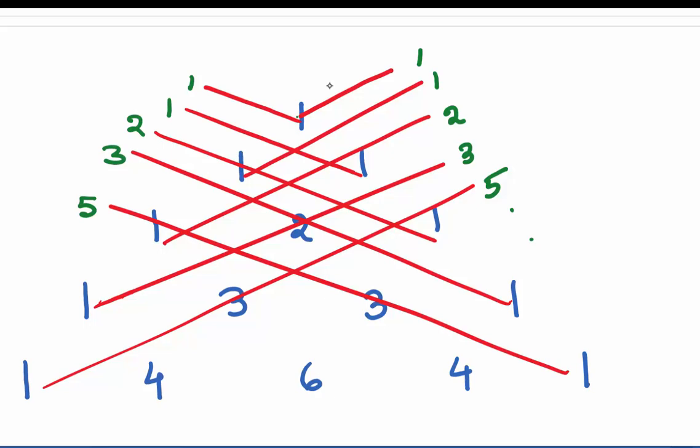Let's see. The first diagonal gives us 1. Second diagonal gives us again 1. 1 plus 1 in the third diagonal gives us 2. 1 plus 2 in the fourth diagonal gives us 3. And 1 plus 3 plus 1 gives us 5. This is how we go. And you can try that with the other diagonal too.